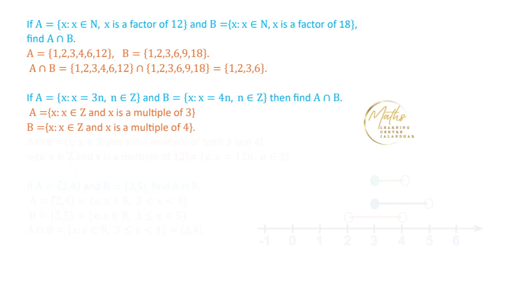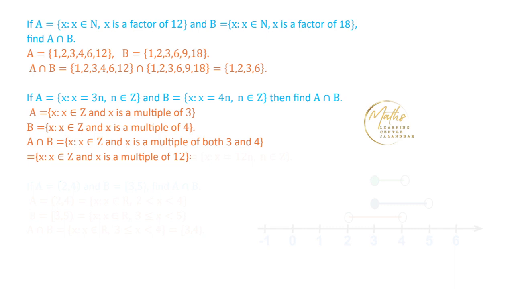Now we are talking about A intersection B. So A intersection B means we are talking about all those X. We are saying X belongs to Z. We are interested in those values for which X is a multiple of 3 and X is a multiple of 4. So if X, a number, is a multiple of both 3 and 4, it means we are talking about all those integers which are multiples of 12.